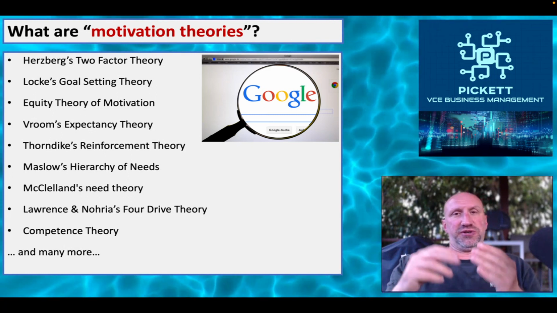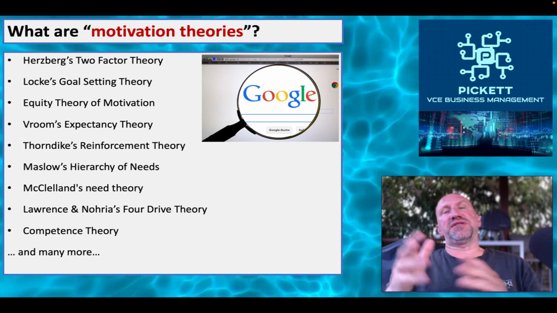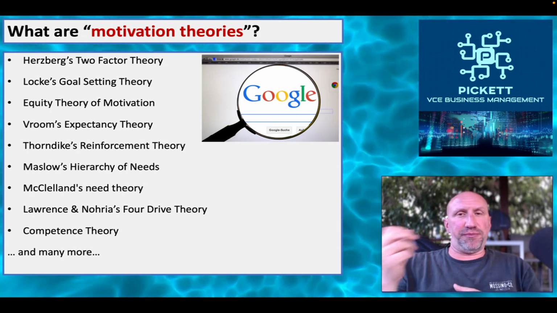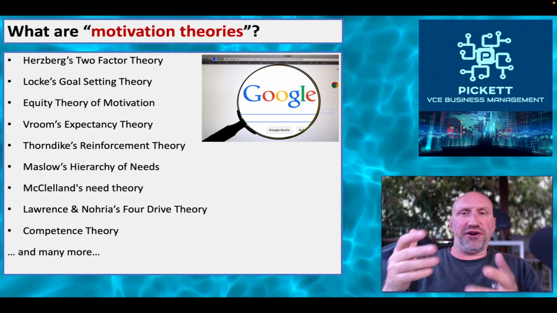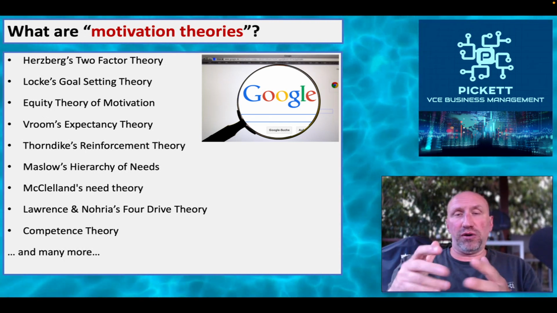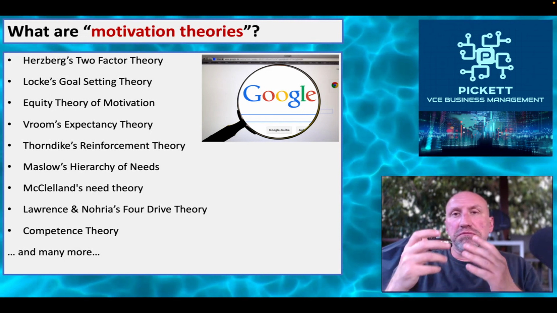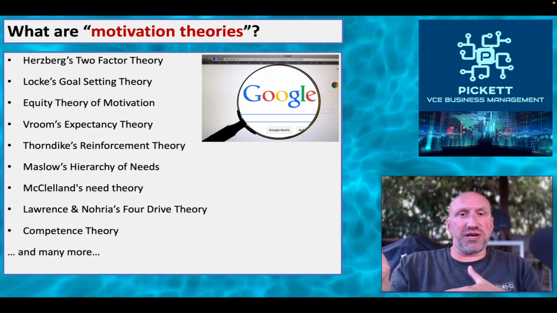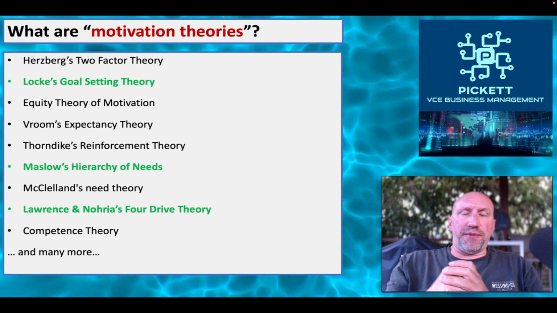Okay, Herzberg's two-factor theory, Locke's goal setting theory, equity theory, motivation. There's tons and tons and tons, and they've all been written by different people over a period of time. Okay, and they all have a different approach to an idea about what motivates people and how you can motivate your team.